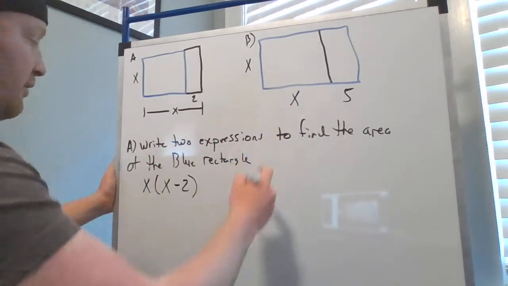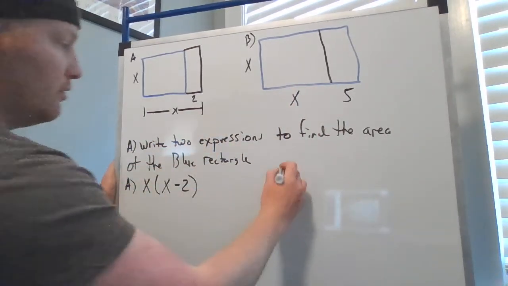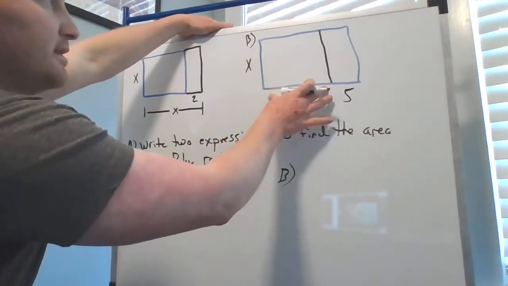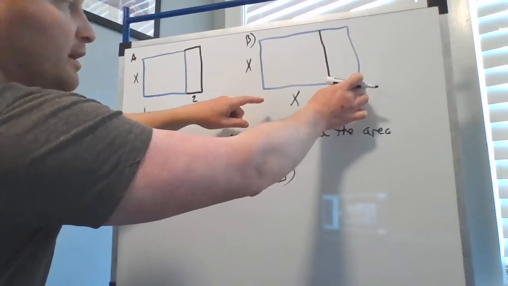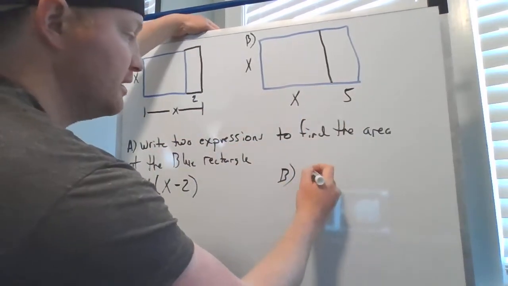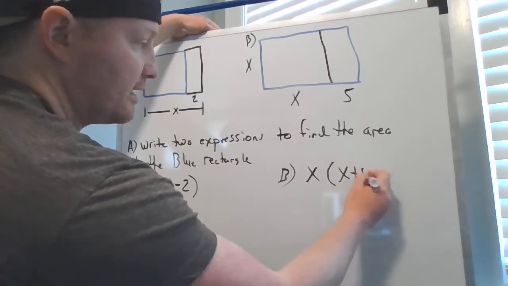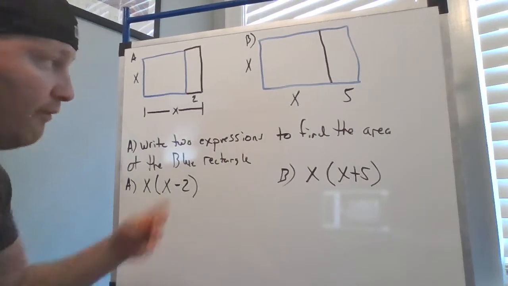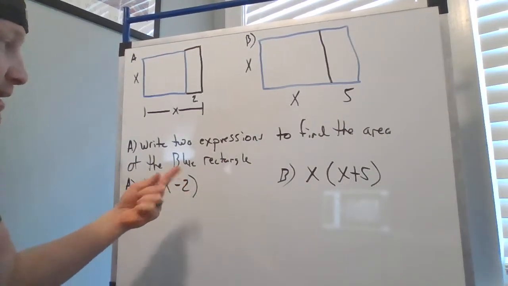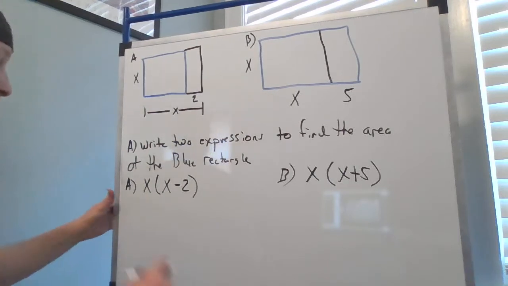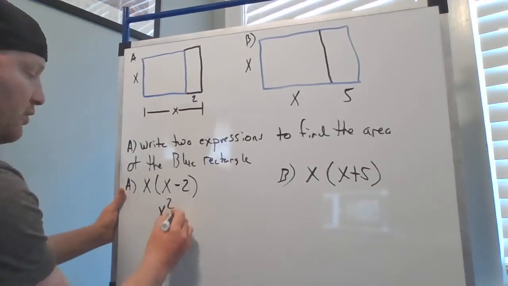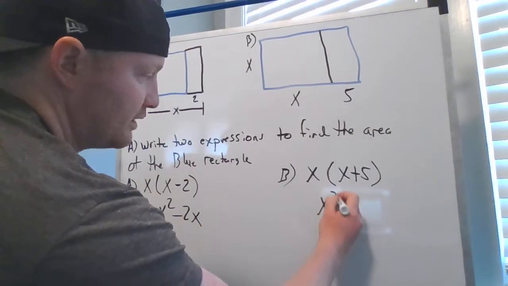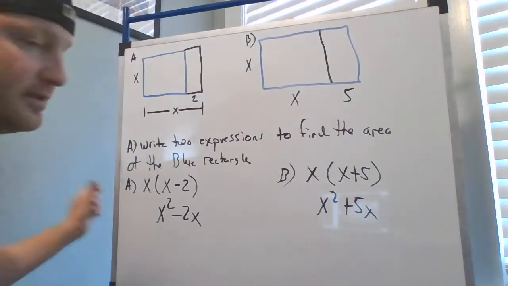Over here, for part B, we'll call this A, we'll call this B so we see the difference. Now, I got my x and I got 5 more over here, so more than is plus. So I got x times x plus 5. There's our first expression I want you guys all to do, hopefully with no issues. Now the next thing, to find another expression, just carry out distributive property. So I got x squared minus 2x, and over here I got x squared plus 5x.